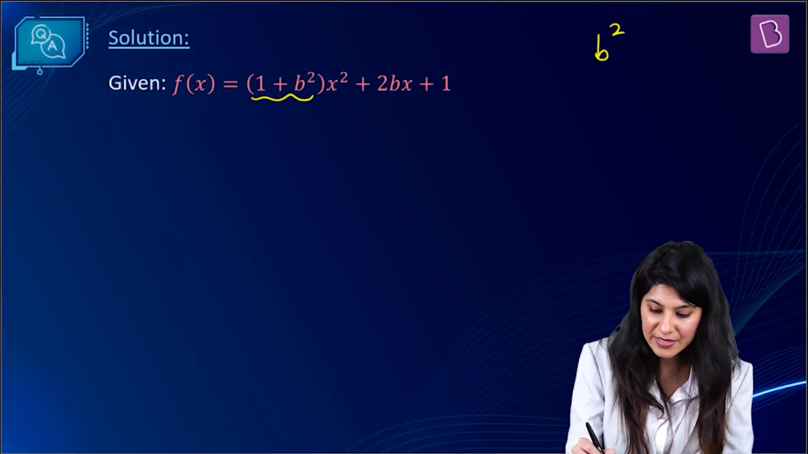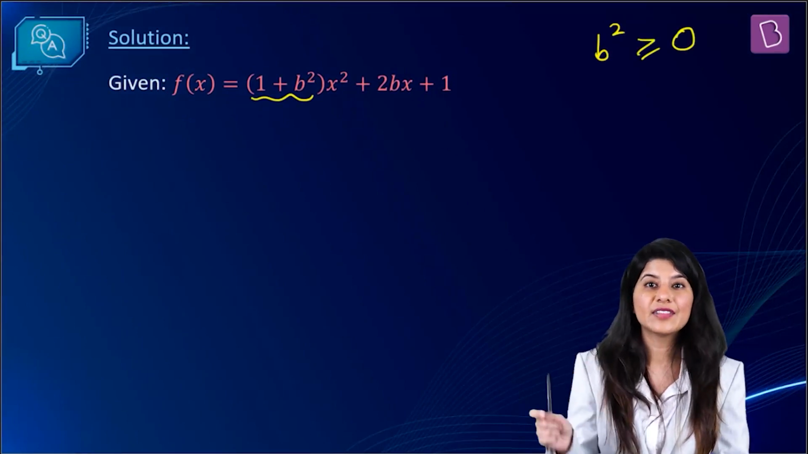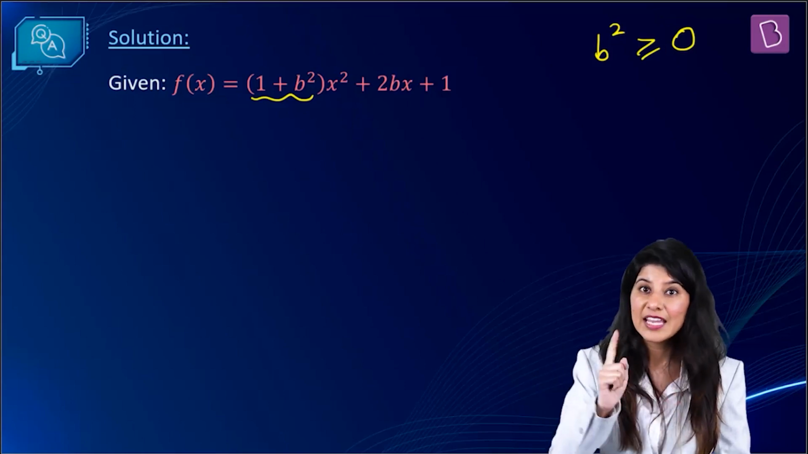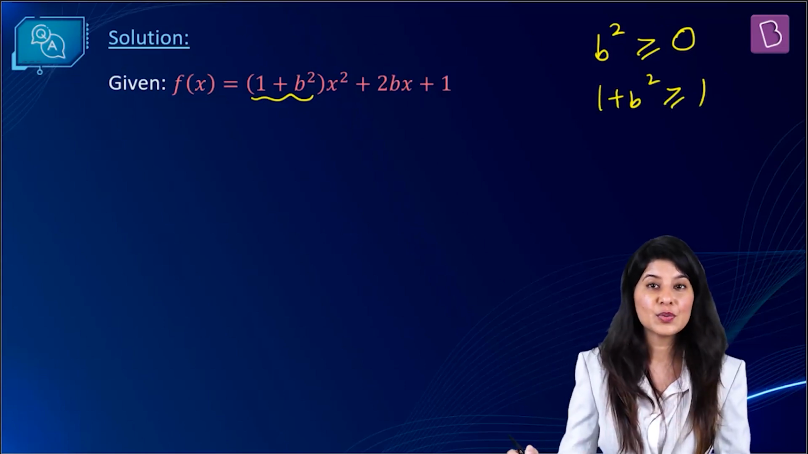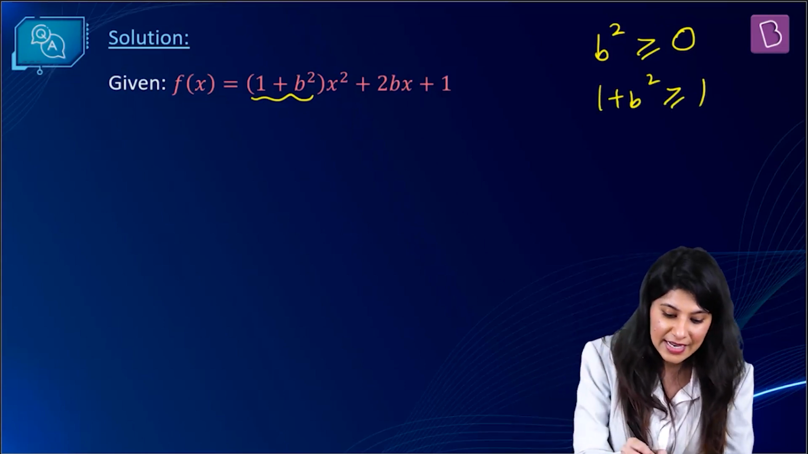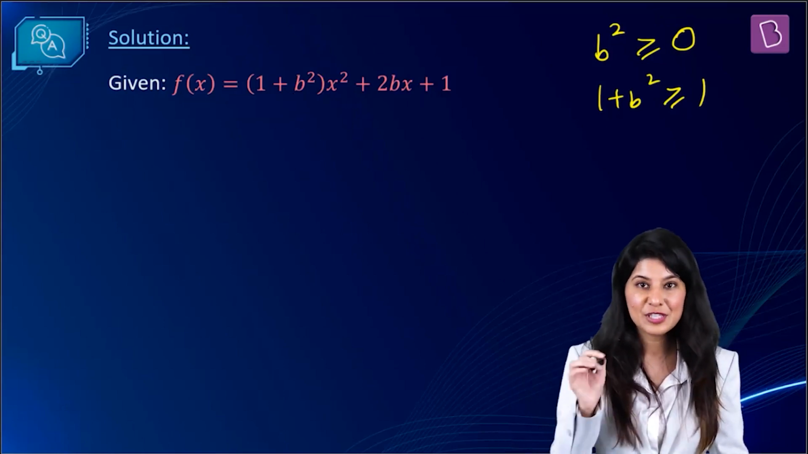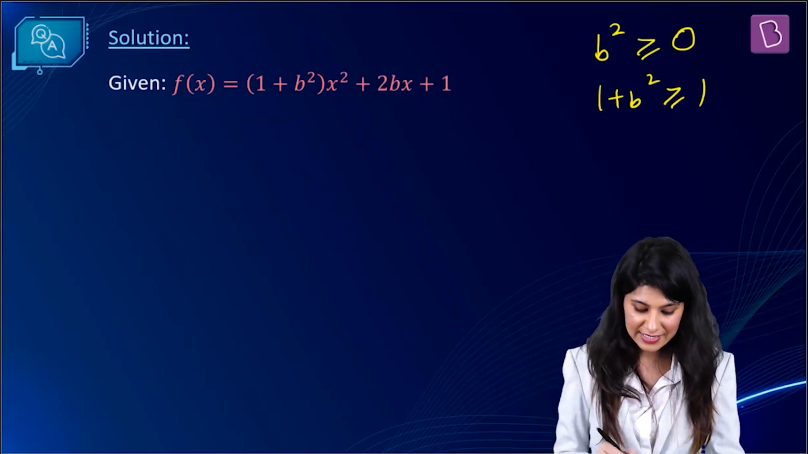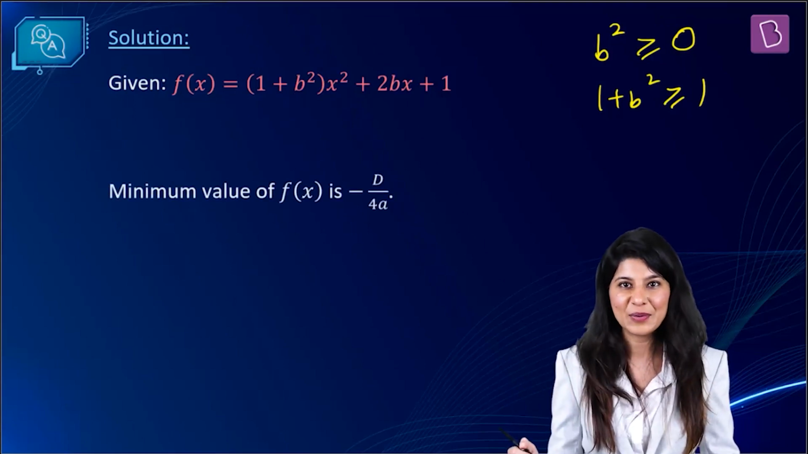If I talk about b square, any squared quantity is non-negative, that is greater than or equal to 0. If I add 1 on both the sides, what do I get? Leading coefficient which is greater than or equal to 1. That means this is always positive. Leading coefficient positive means the minimum value of this quadratic expression is minus D by 4a.